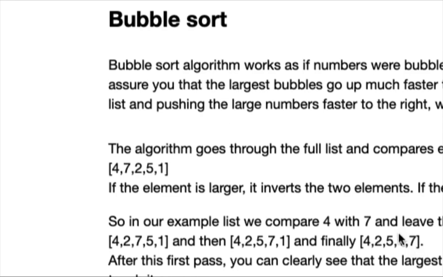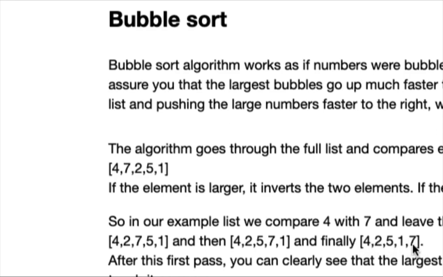1, 7. Okay. Then I'm over. I don't compare 7 with something outside the list. Please remember this in the algorithm. If you do it, so if you compare also the last one, you will get an index out of bounds error.